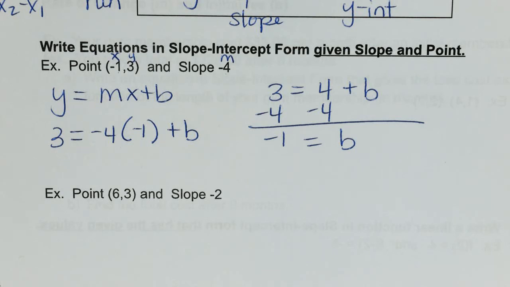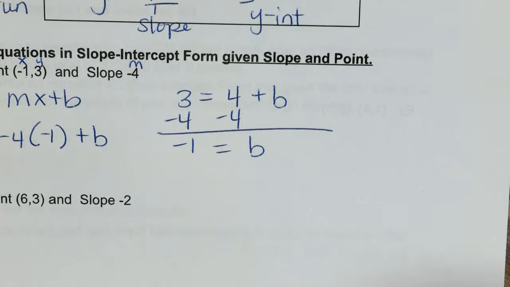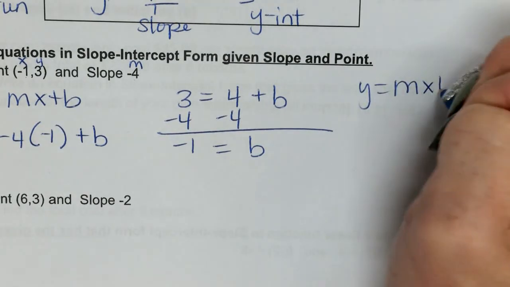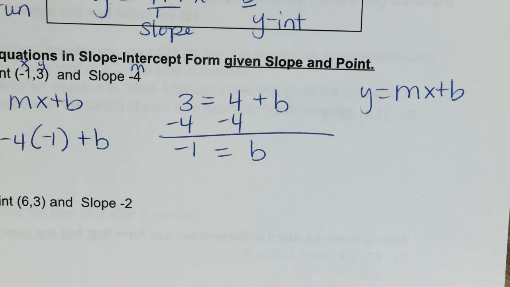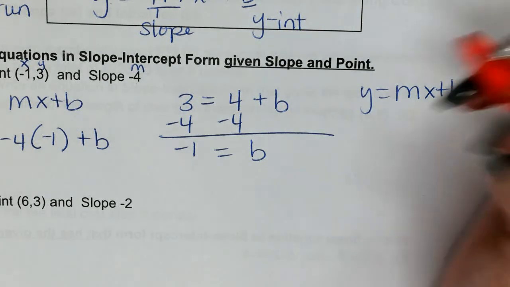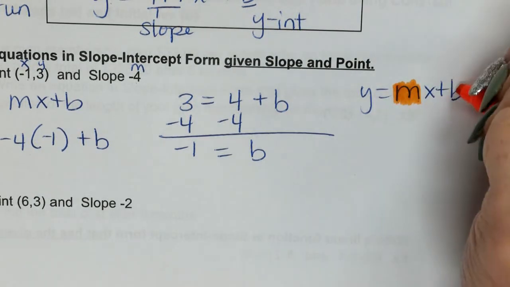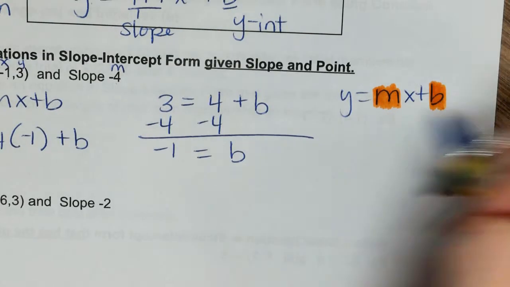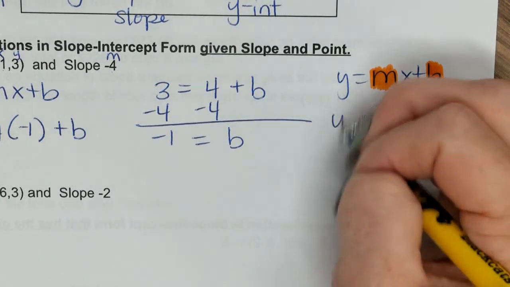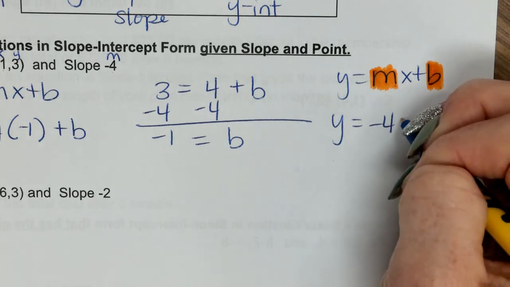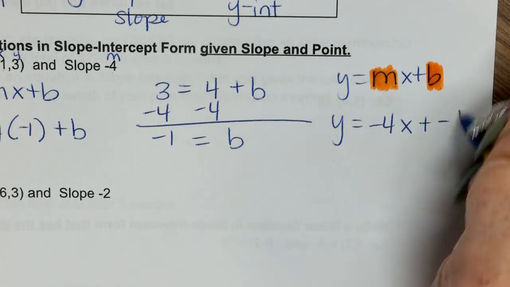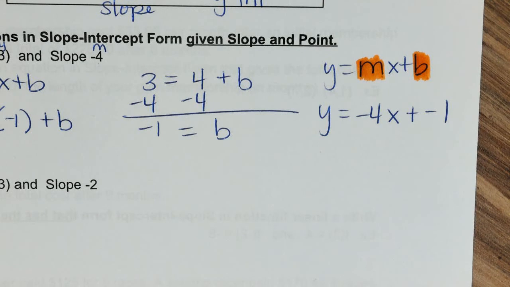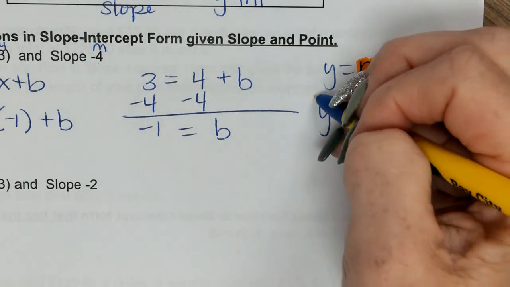Okay, please remember that when you write your equation in y equals mx plus b, your final answer should have a number in the m spot for slope and a number in the b spot for y-intercept, but the y and x should be y and x. You should not have a number there. All right, so who can write this equation for me? -4x plus -1. What's another way I could write this? -1. Very good.